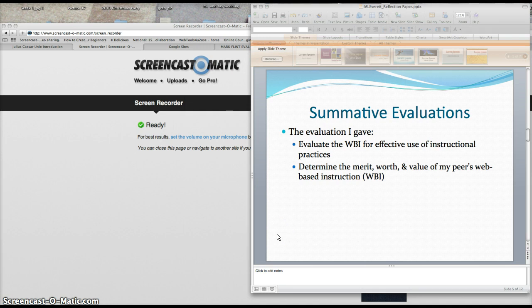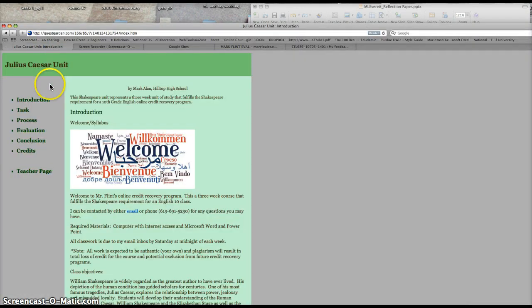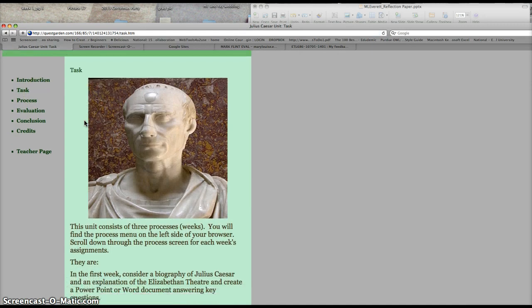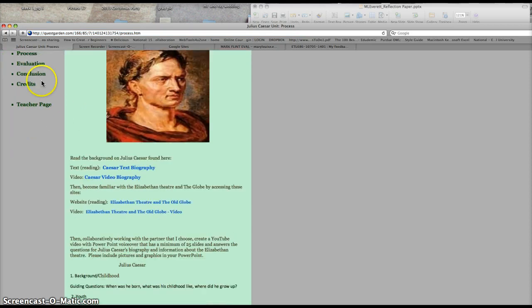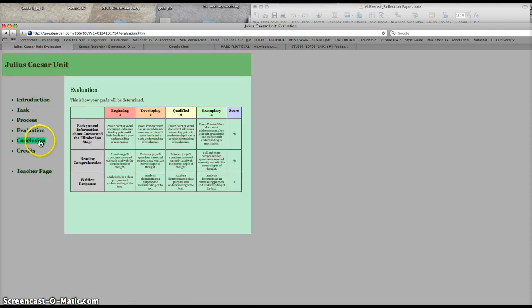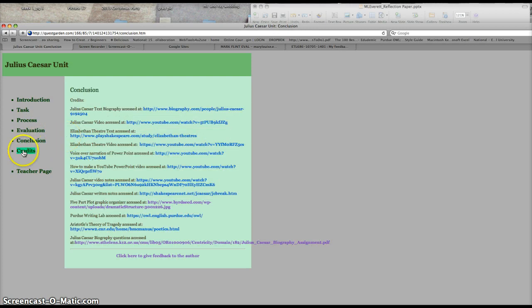The evaluation I gave for Mark, I felt I needed the plan, so I evaluated his web-based instruction for his effective use of instructional practices, and I determined the merit, worth, and value of my peers' web-based instruction. So let's take a look at it real quick. This was the introduction, the tasks, process, evaluation, conclusion, credits.